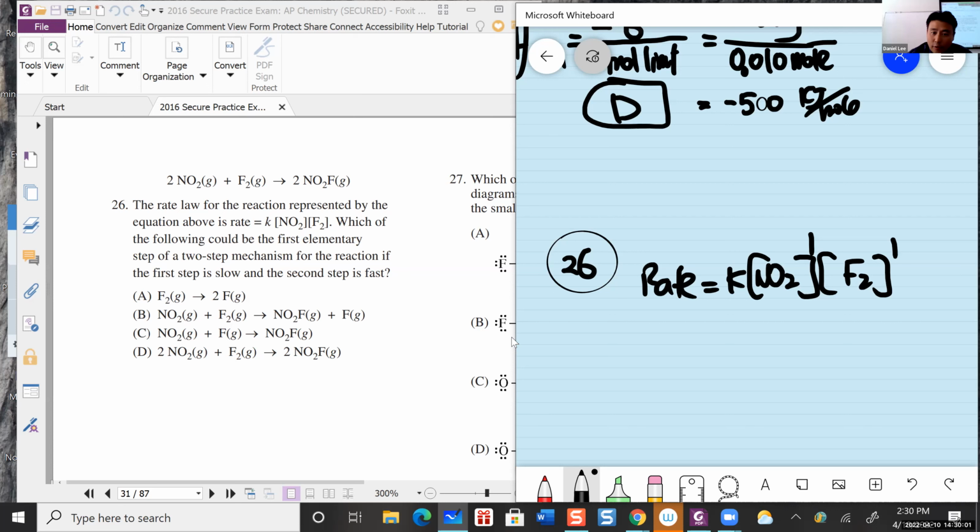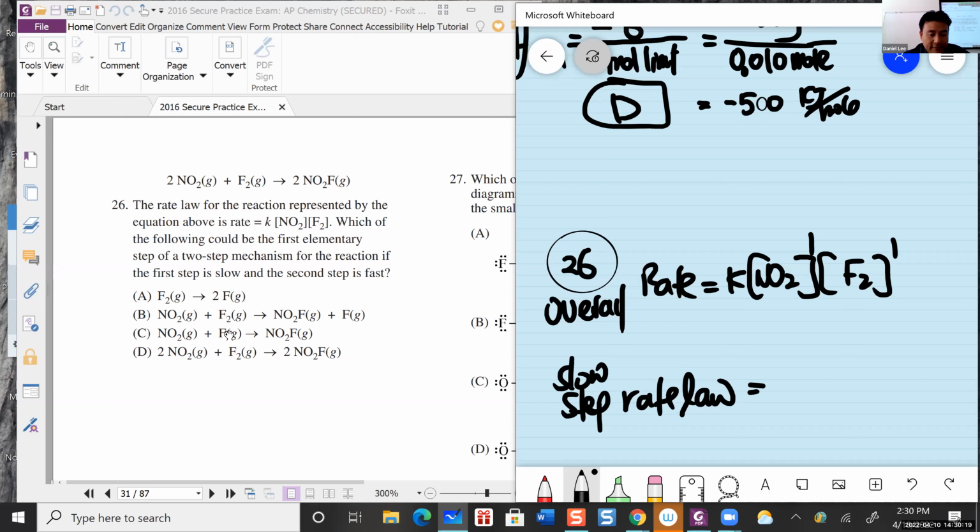If this is the overall rate law, your slow step rate law should look exactly the same. And the only one that looks like the overall rate law is B. You just focus on the reactants, NO2 and F2. C is wrong because it's F, not F2. A is just F2 to the first power. There's no NO2. So the only one is choice B, okay?